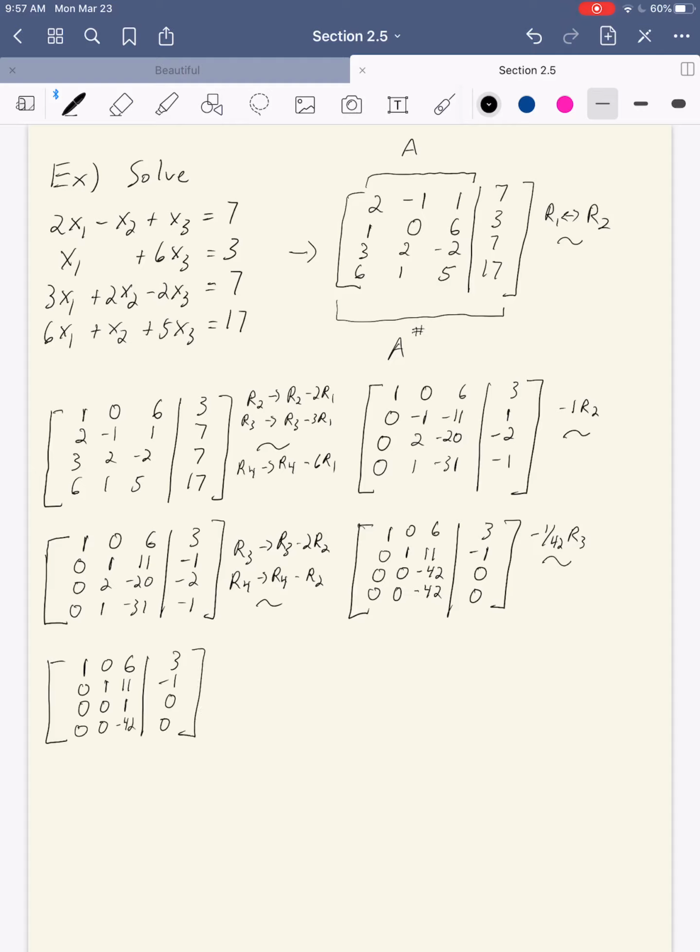All right. Finally, we need to zero out anything below this guy here. So I guess we can do the sort of weird thing of taking R4 and replacing with R4 plus 42R3. And that will give us this matrix, 1, 0, 6, 3, 0, 1, 11, negative 1, 0, 0, 1, 0. And of course, this will be 0, 0, 0, 0. All right. So this now is in row echelon form.